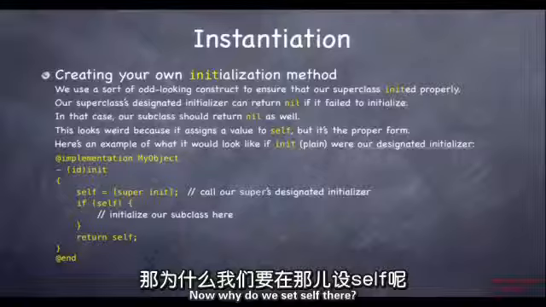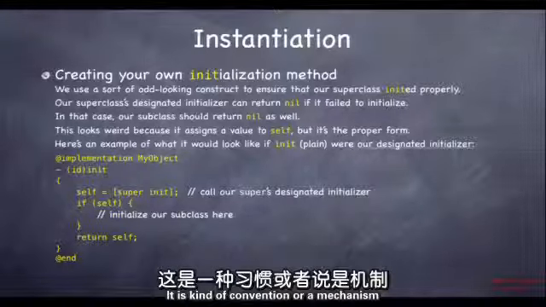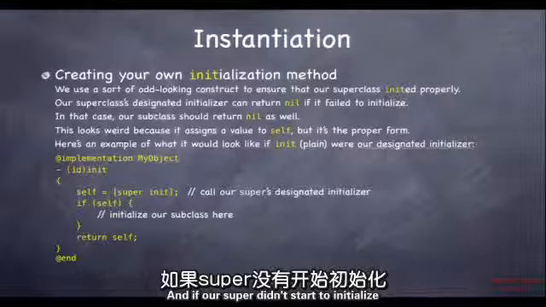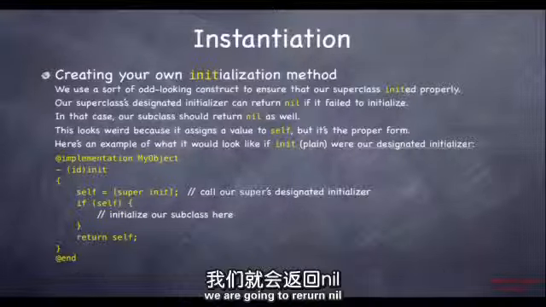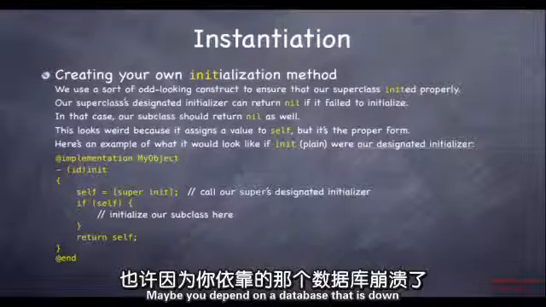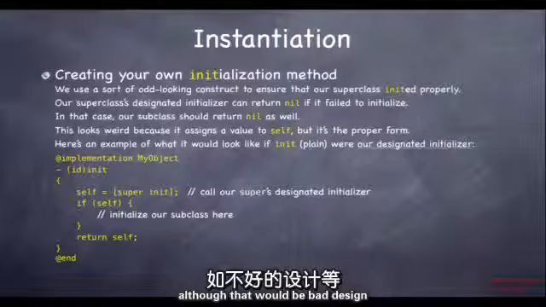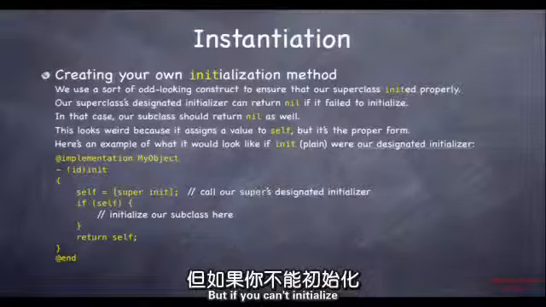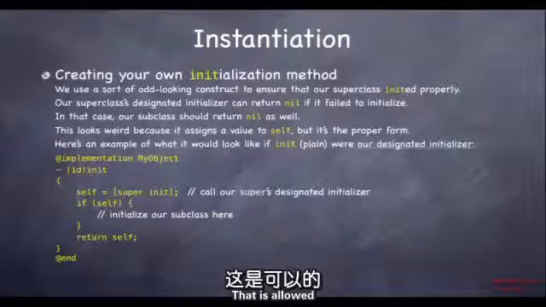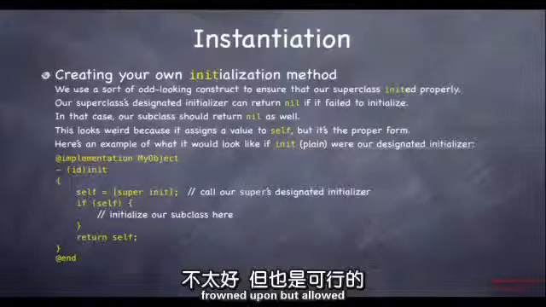Now, why do we set self there? It's kind of a convention or mechanism so that we can make sure that our super got initialized before we start initializing. And if our super didn't initialize, we're going to return nil. So if in your initializer, you for some reason can't initialize this object, maybe you depend on a database that's down or something like that, although that would be bad design. But if you can't initialize, you can return nil from your init. Okay, that is allowed, frowned upon, but allowed.